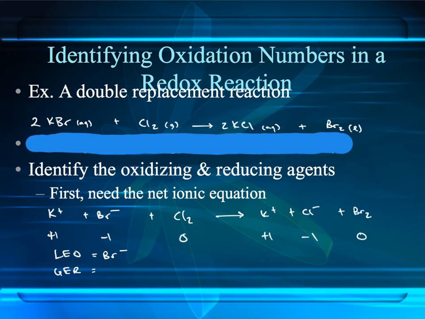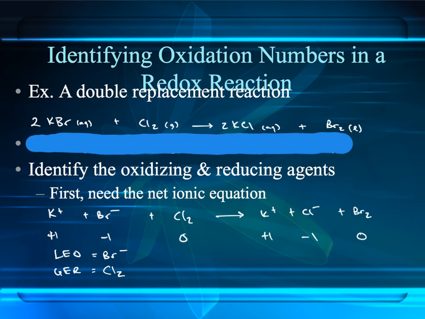The substance that's gaining electrons, well, potassium stayed the same. It went from +1 to +1, so it didn't participate in this redox. And then you got chlorine going from 0 to -1. It has gone down. It's gained electrons, so it's gaining negative charge, so its oxidation number is going to go down. So the species that's getting reduced is the chlorine.